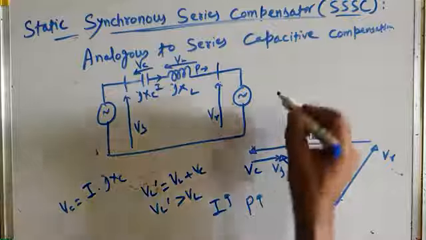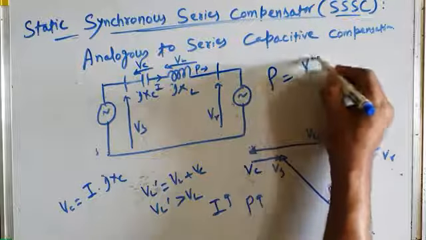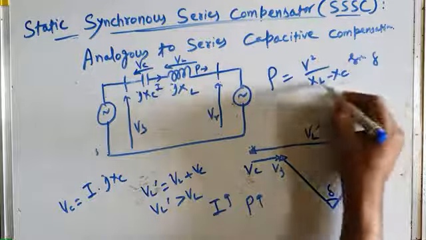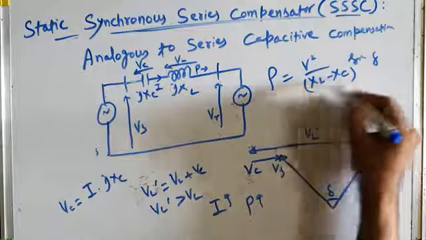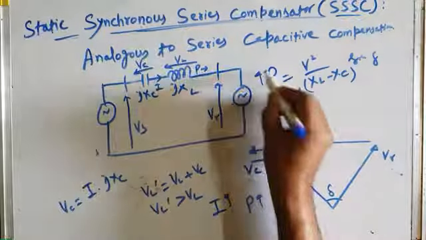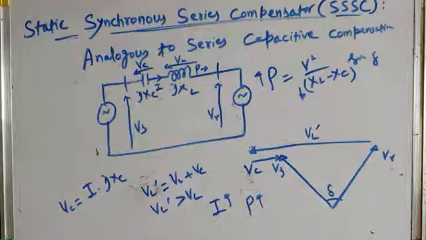In terms of line reactance, the power equation becomes V square by XL minus XC sine delta. So the overall reactance is not XL, it is XL minus XC. So the effective line reactance decreases, so transmittable power increases. So this is how series capacitive compensation works.